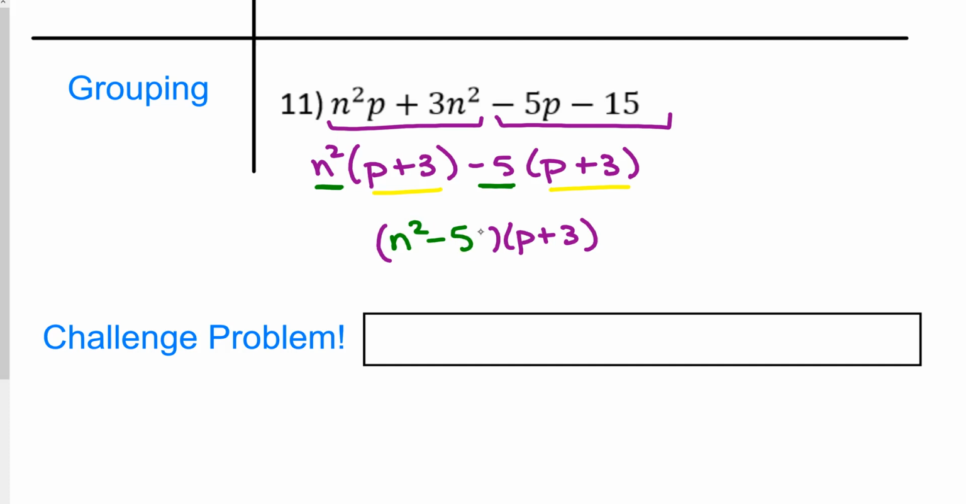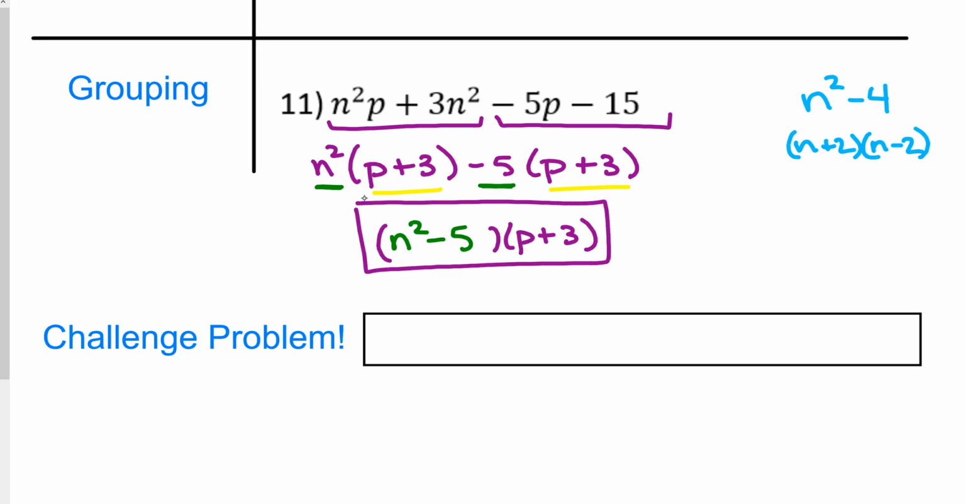And don't forget, sometimes there's another step of factoring. So if instead of n squared minus 5, we had n squared minus 4, that would factor further because that would be a difference of squares. So you just have to pay attention to what you have in each problem.